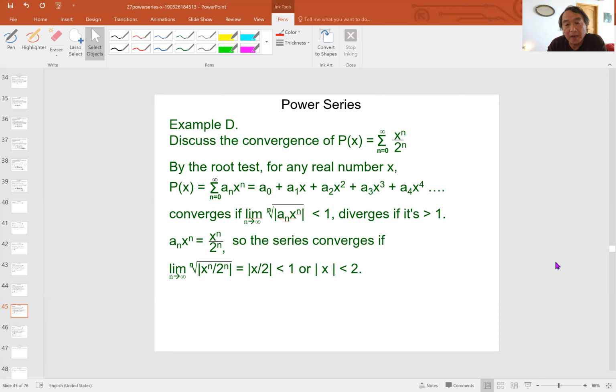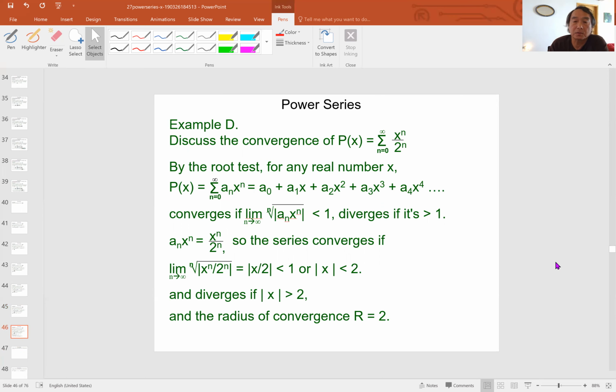So the radius of convergence is 2. Now we have decided that it converges absolutely between -2 and 2. It diverges outside and converges inside. And then the question is, what happens at 2 and -2?